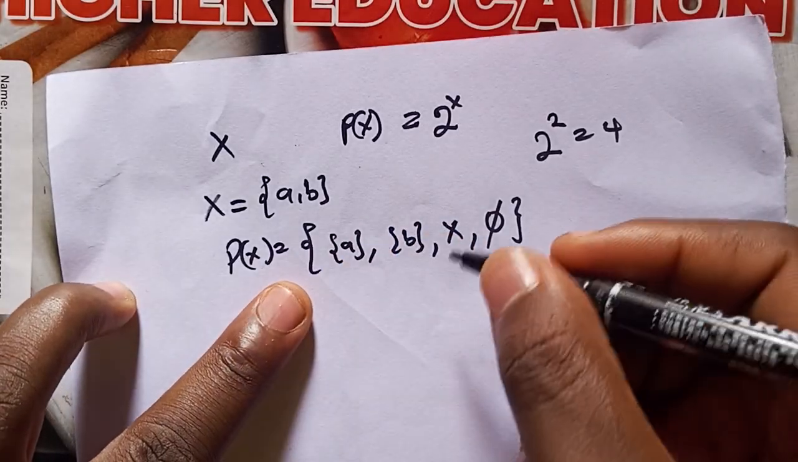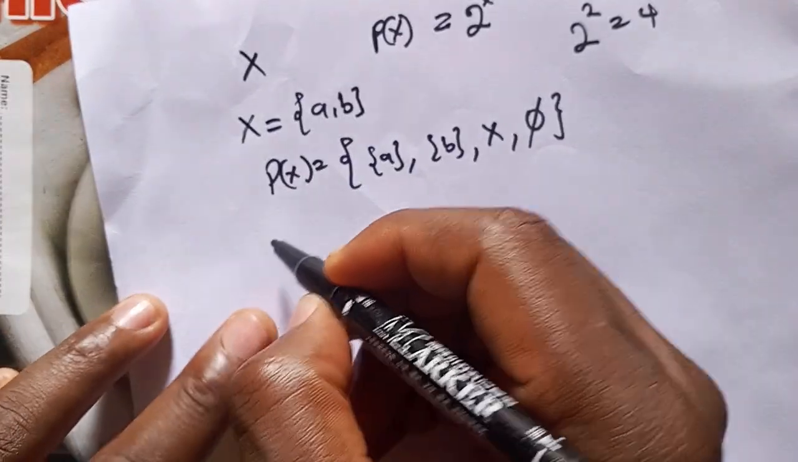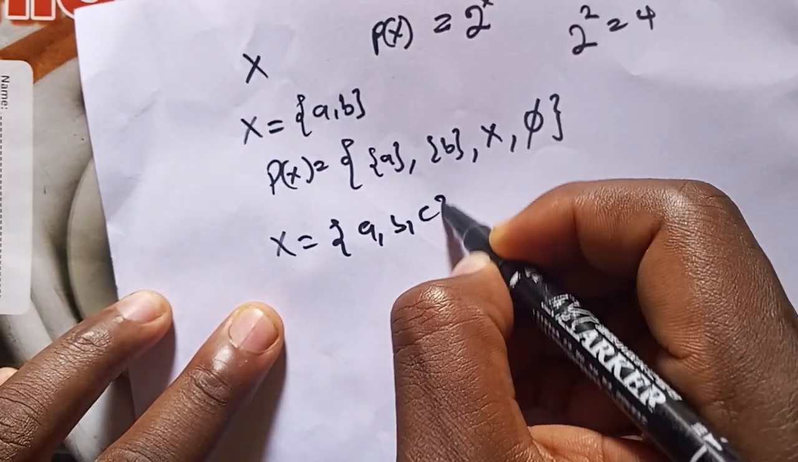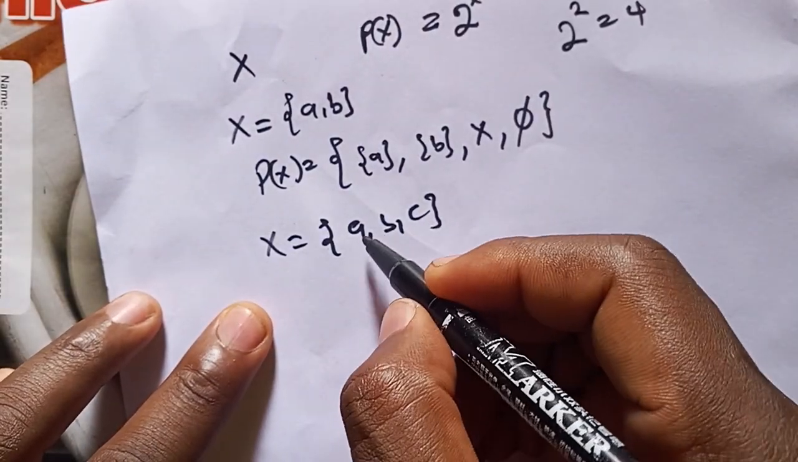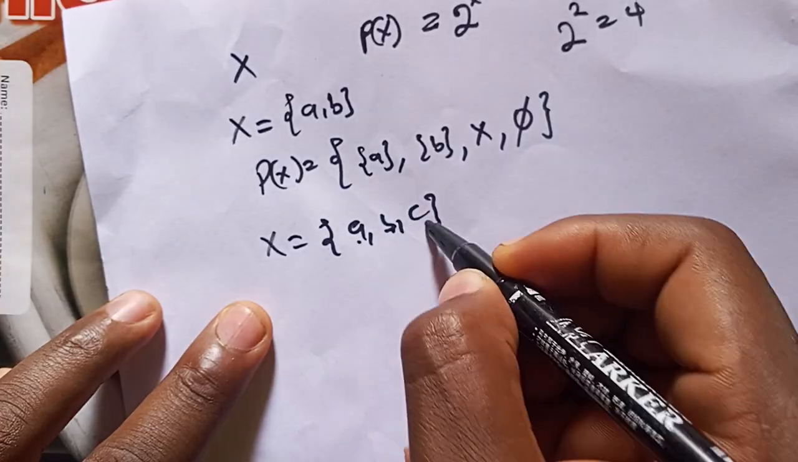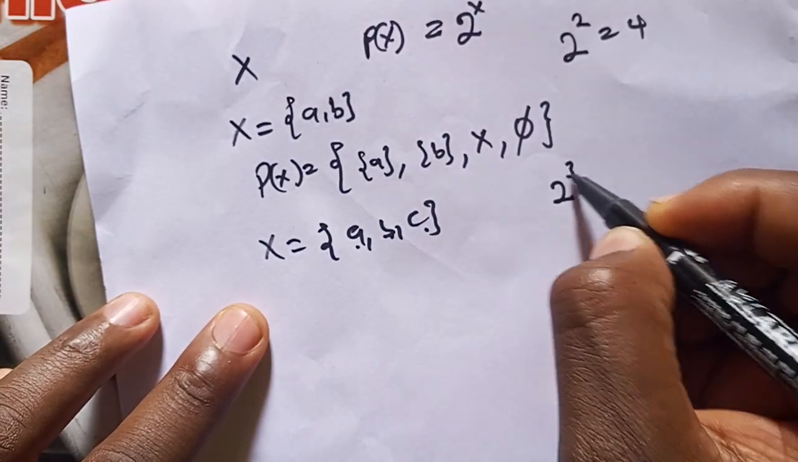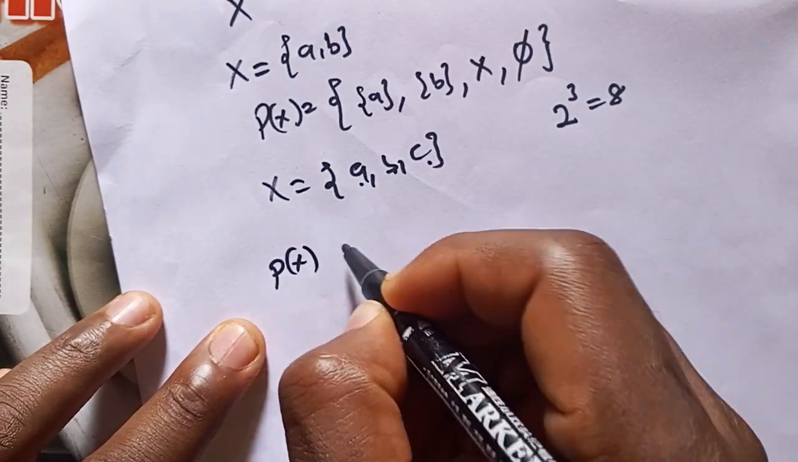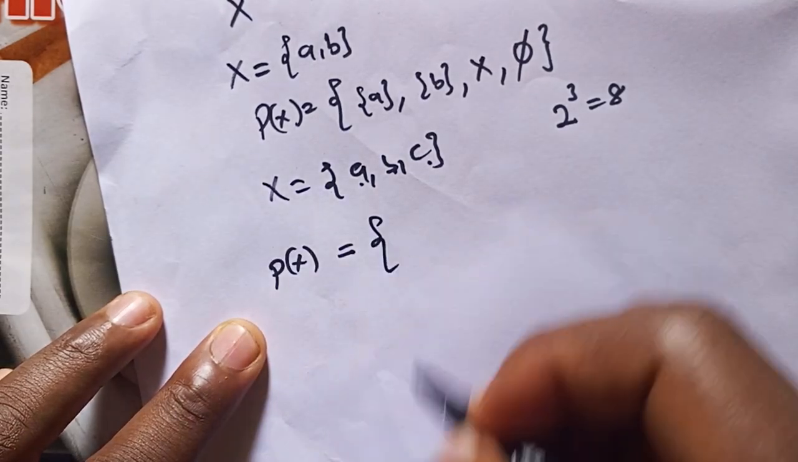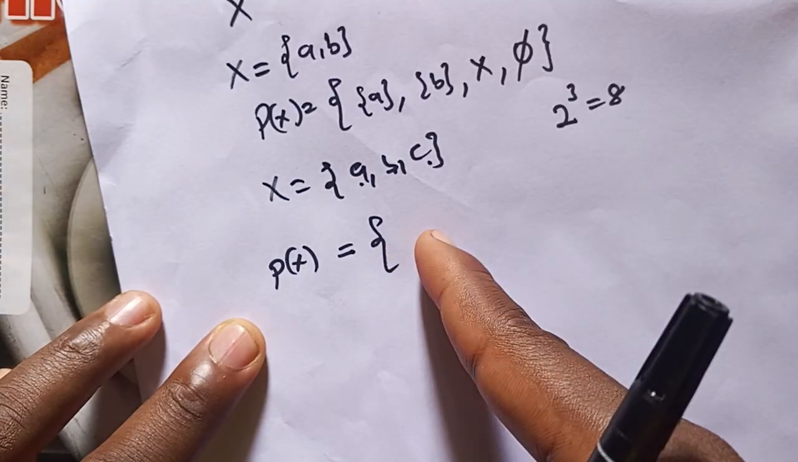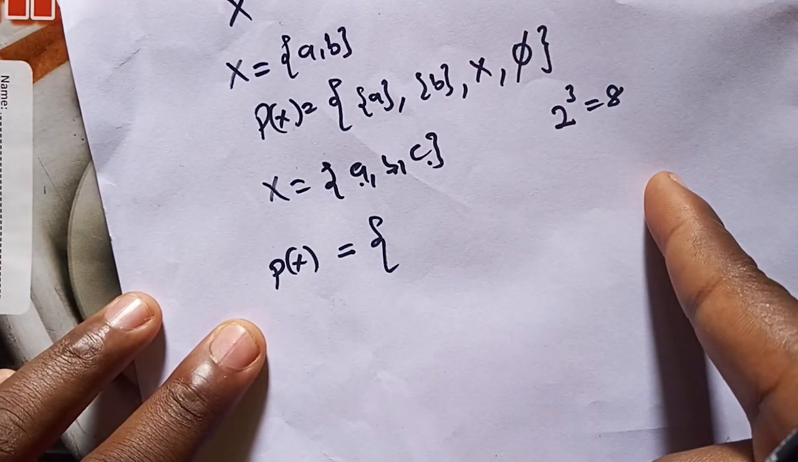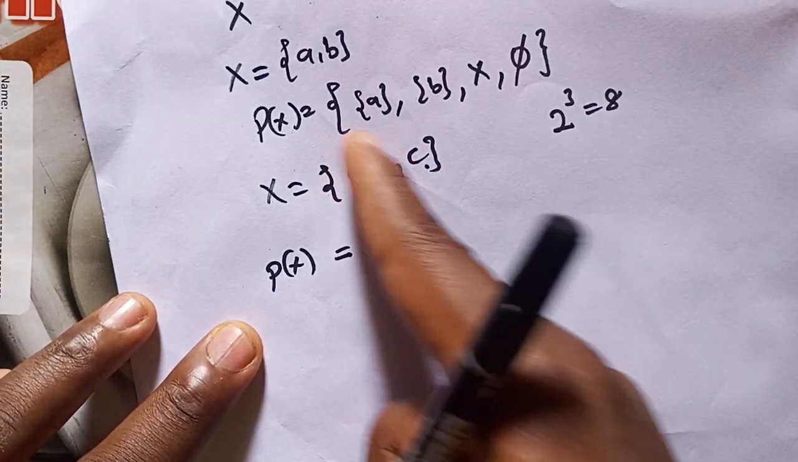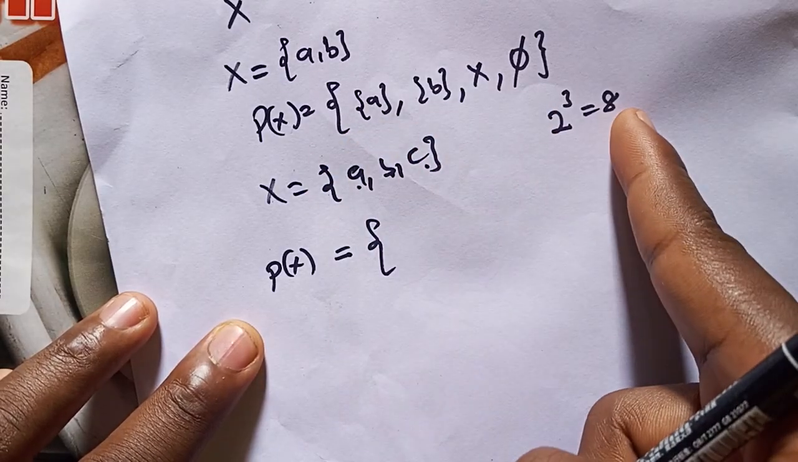This is complete. So let's say we have the set X to be the set {A, B, C}. This has 3 elements. So we're going to have 2 raised to the power of 3, which is going to give me 8. So the power set is going to be the set of 8 possible subsets of this set X. That is, all the possible subsets you can form from this are going to be 8 in number.